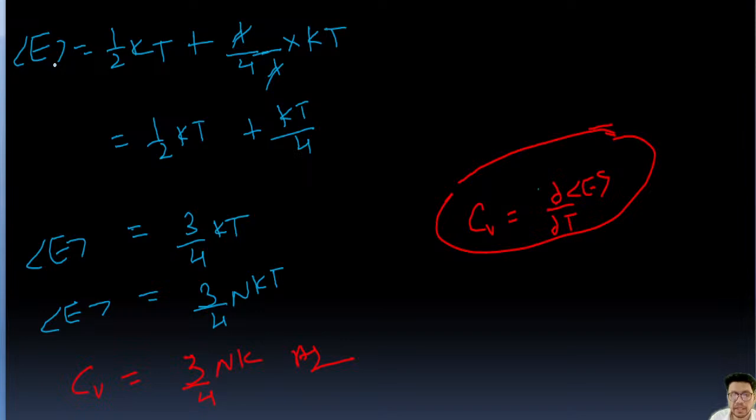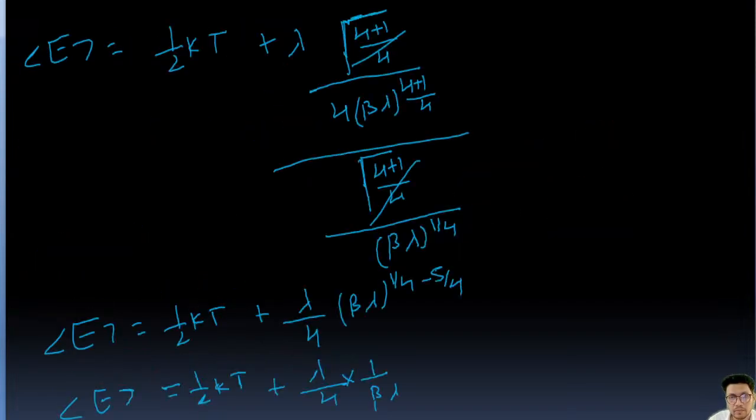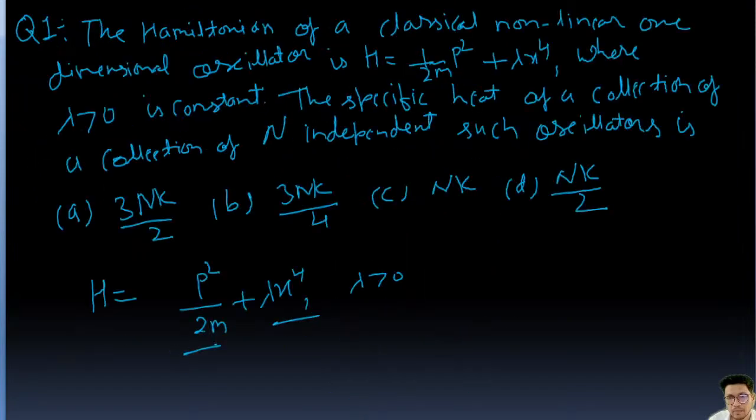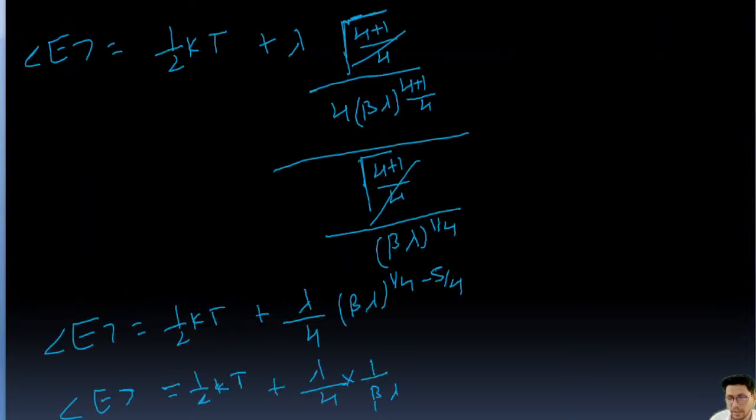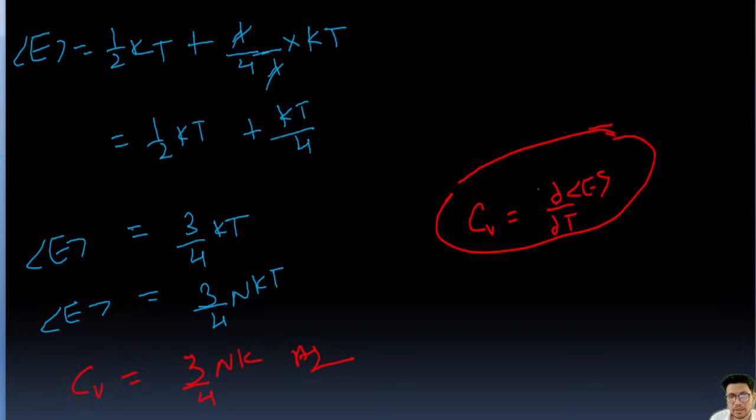So which option is matching, guys? Let me just check which option is matching. 3 by 4 Nk, that is option B is matching, guys. Option B is the correct one. Okay, option B is the correct one. Option B, right? Very good question, guys.